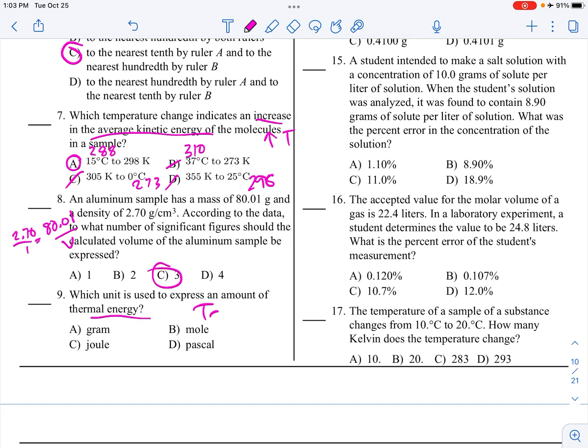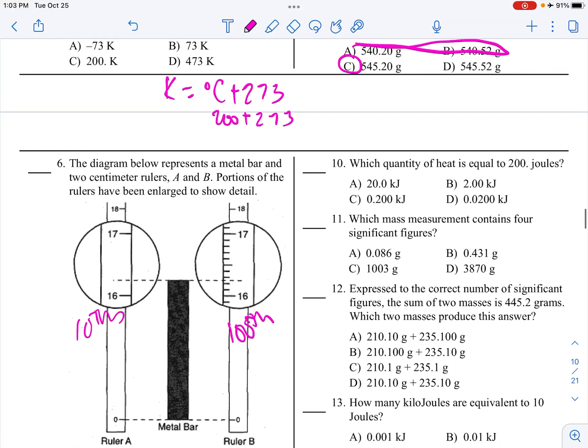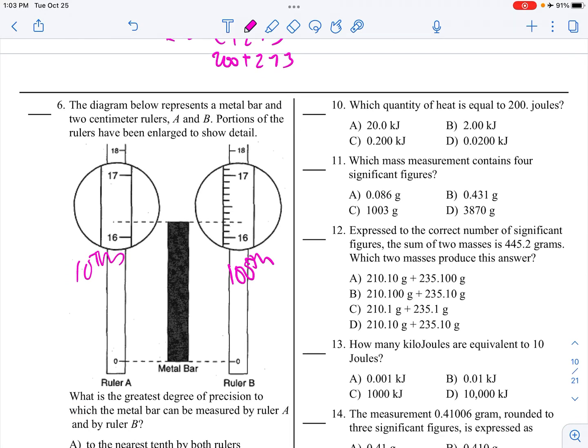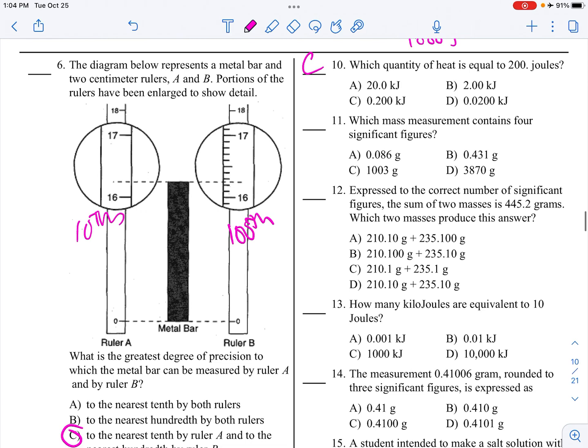Thermal energy, table D, and that will be joules. 200 joules, so we're talking kilojoules, so 200. The conversion factor is there are 1,000 joules in 1 kilojoule. On table C, it tells you kilo is 1,000 times larger. So 200 divided by 1,000 is 0.2. And then here it is. They just add some extra zeros because of the sig figs, which has 4 sig figs.